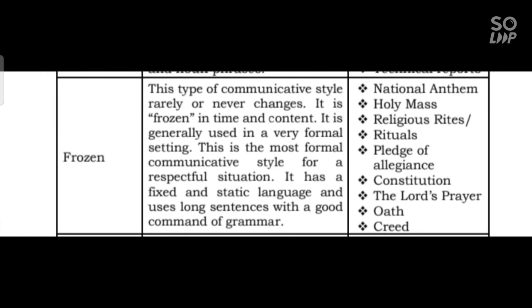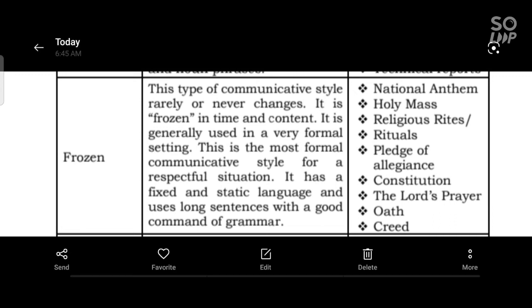Then, we have the prosen. This is the fourth one. This type of communicative style rarely or never changes. It is frozen in time and content. It is generally used in very formal setting. This is the most formal communicative style for a respectful situation. It has a fixed and static language and uses long sentences with good command of grammar.